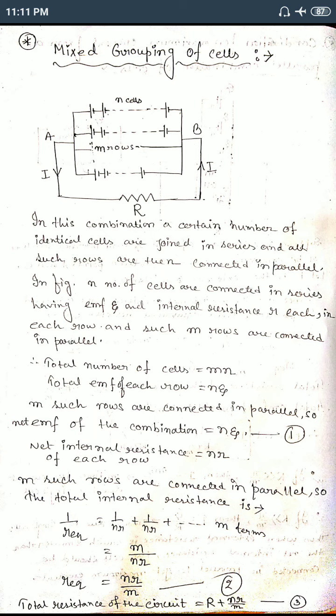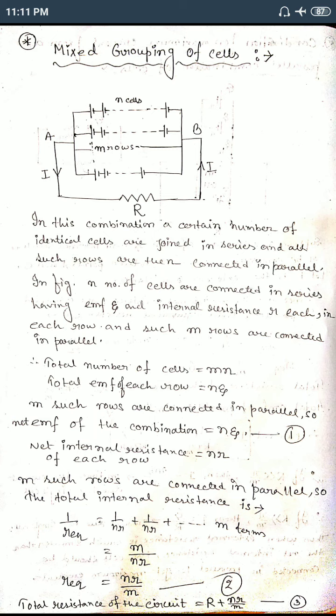Now the total internal resistance: the n cells with internal resistance r in each row are connected in series. So in each row the equivalent resistance is n into r. Now these nr resistances are connected in parallel in m rows. So 1 by R equivalent equals 1 by nr plus 1 by nr up to m terms. That's why we write m by nr. So R equivalent equals nr by m. This is the total internal resistance of this circuit.